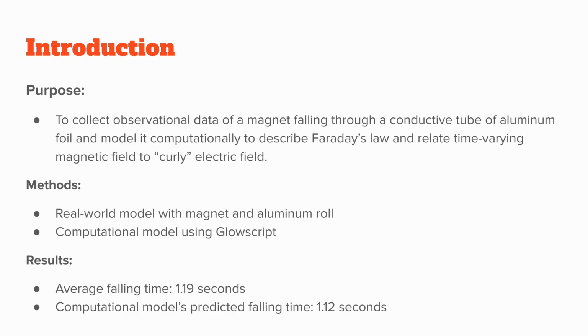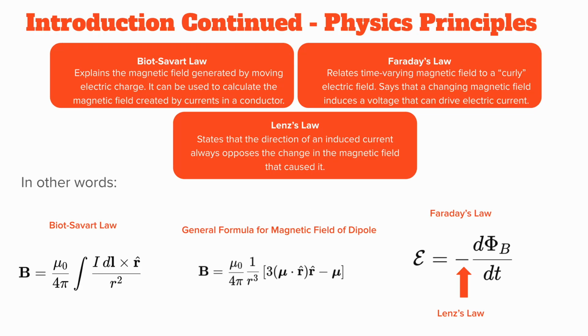The first important physics principle to note is the Biot-Savart law, which explains that a magnetic field is generated by moving electric charge. It is used to calculate the magnetic field created by currents in a conductor. The equation for this law can be seen below.